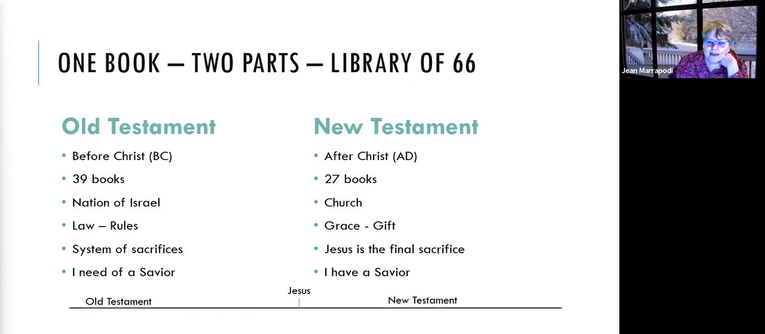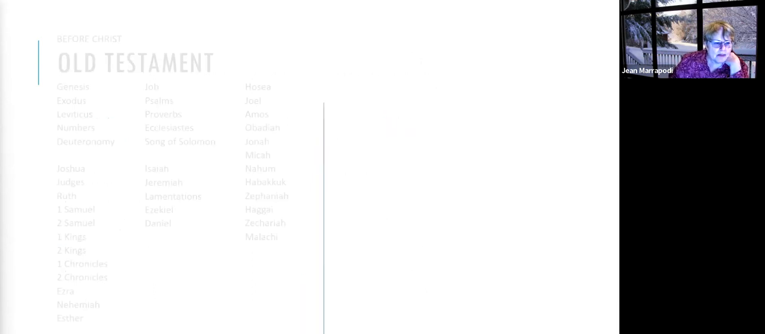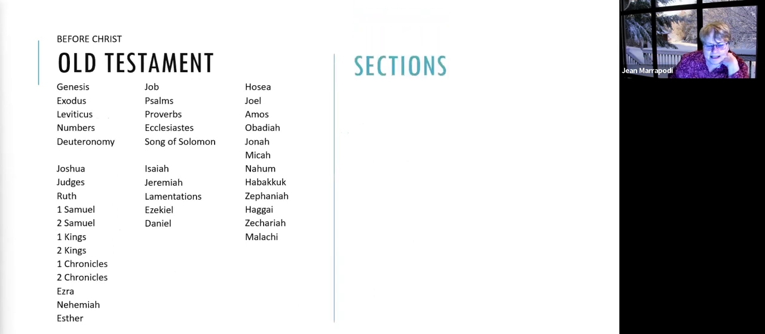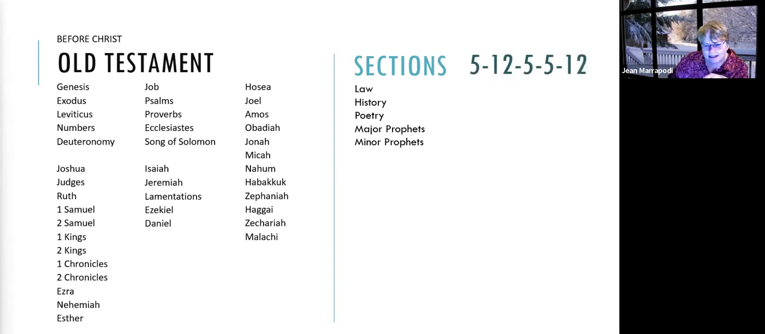Now, the way the Old Testament is sectioned off, the Old Testament is actually broken into sections. We have the law, the history, the poetry, the major prophets, the minor prophets. And the way to remember the breakdown is a little pattern, 5, 12, 5, 5, 12. Okay, so we count off 5 books, 12 books, 5 books, 5 books, 12 books. And that's how it breaks down.